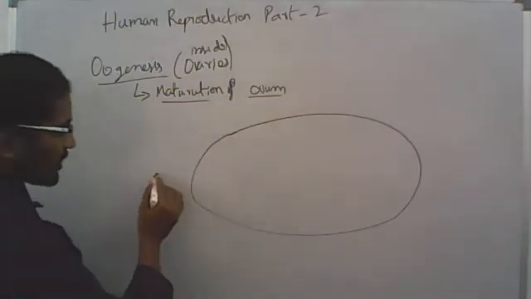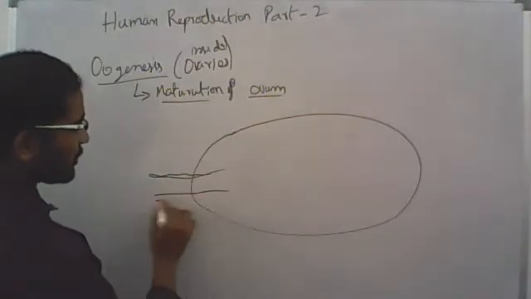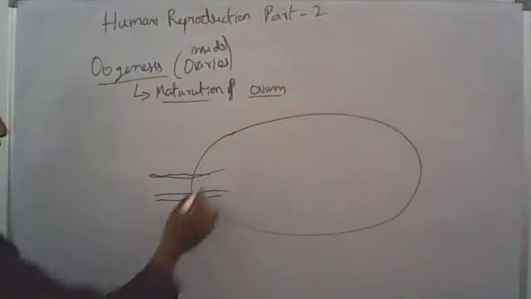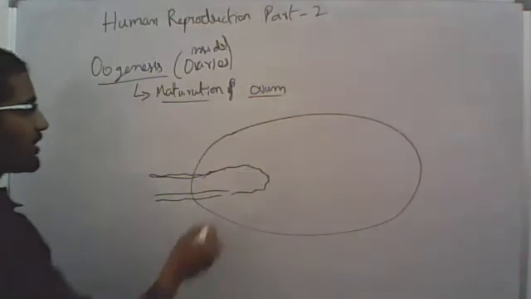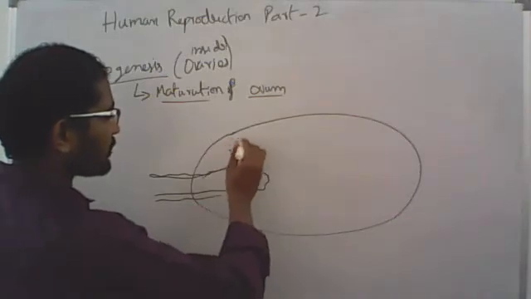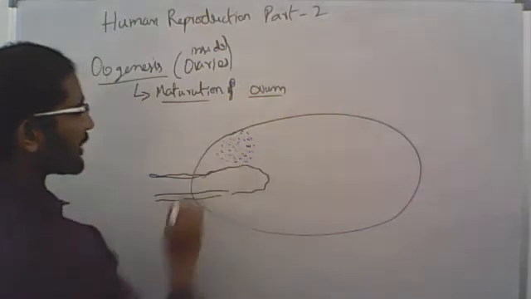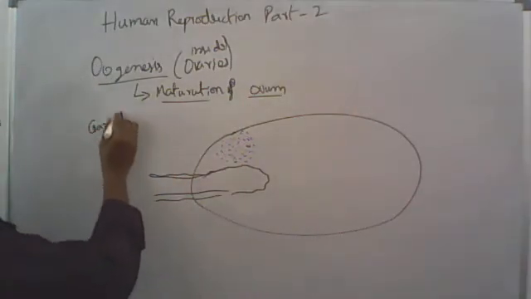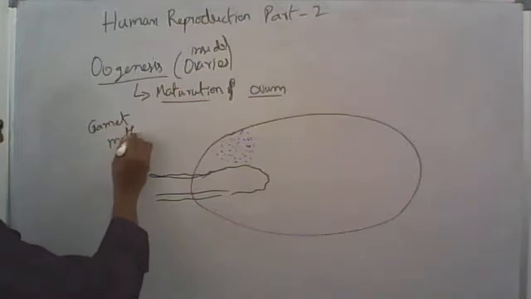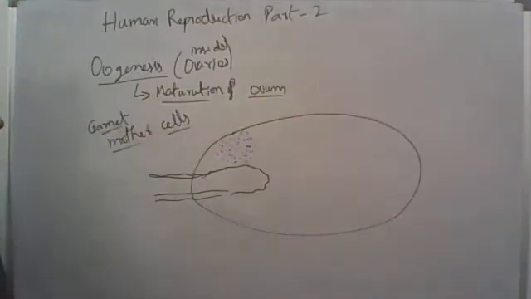In either of the ovaries, only on one side you can expect the entry of blood vessels. Here we can see multiple gamete mother cells. These are the cells which are going to mature as an ovum. So, gamete mother cells.